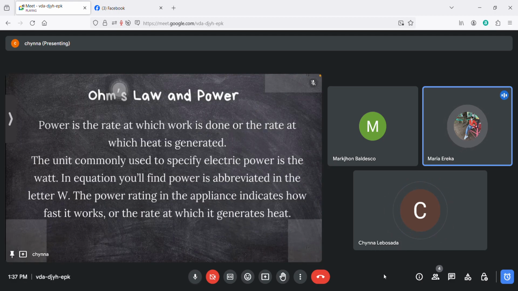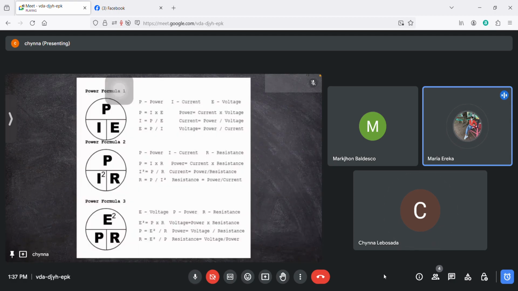Ohm's law and power. Power is the rate at which work is done or the rate at which heat is generated. The unit commonly used to specify electric power is the watt. In an equation, you'll find power is abbreviated with the letter W. The power rating of an appliance indicates how fast it works, or the rate at which it generates heat. For example, a 60-watt electric drill can drill through a 2-inch board in about 10 seconds, but a 200-watt drill can do it much faster.